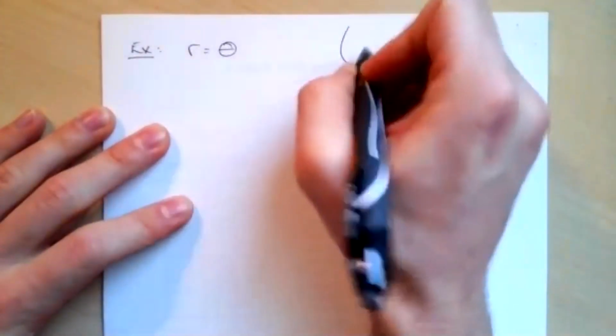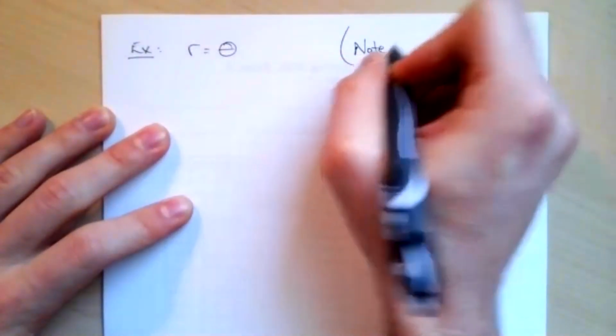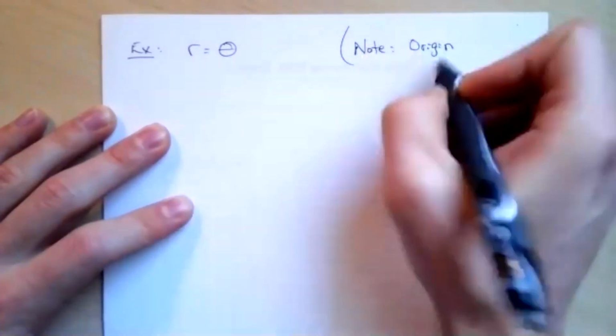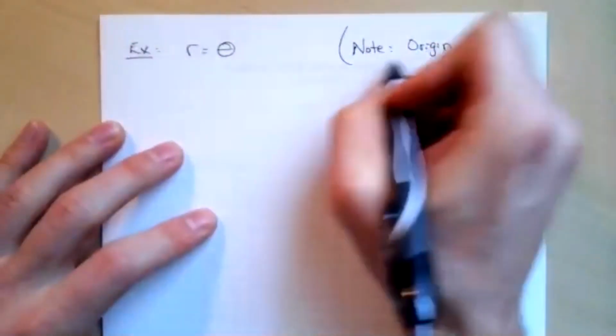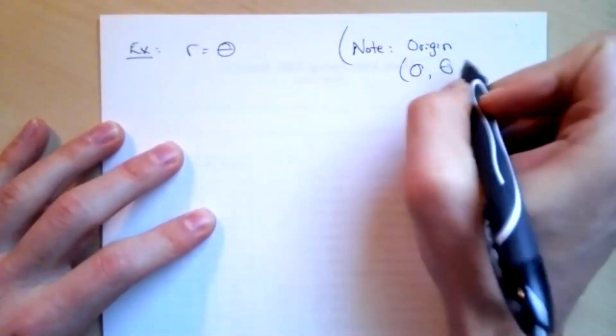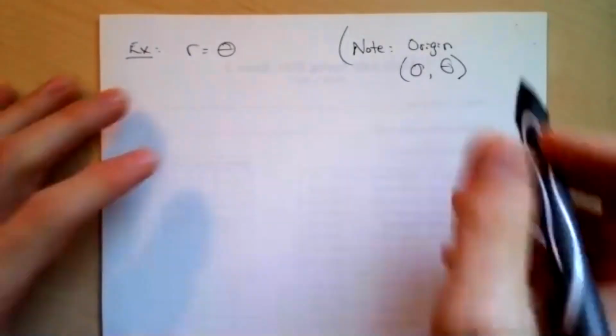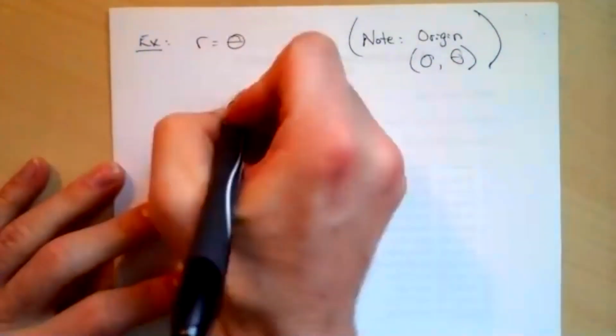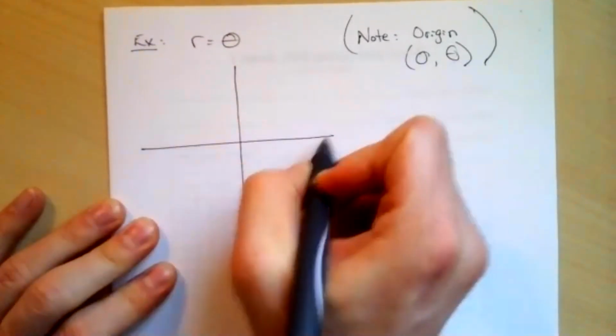Now, the origin, we didn't talk about when we were just doing those points. But whenever the radius is 0, what's that mean? It means we are at the origin. We are at 0 distance from the origin. And if you're at 0 distance from the origin, theta actually doesn't matter. So let's try to graph this real quick.